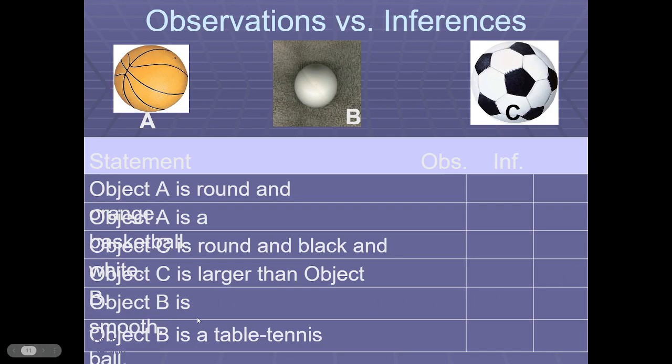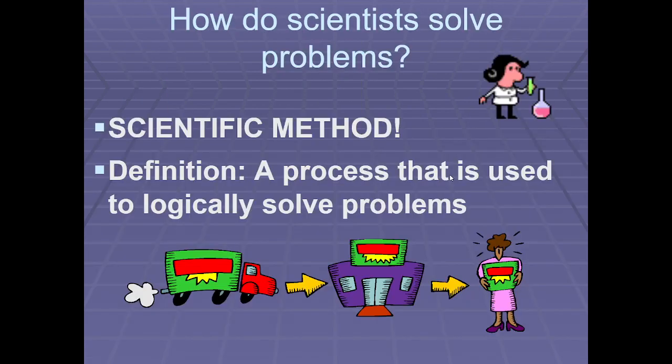Object B is smooth. With this image, we can't touch or feel the object, so we can't prove anything to say that object B is smooth. So that would be an inference. Object B is a table tennis ball. So that would be an observation.